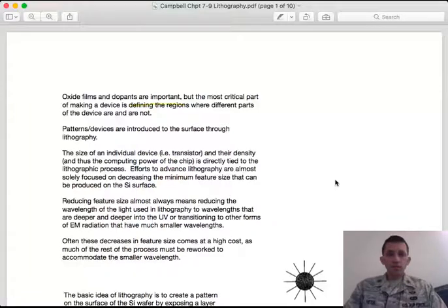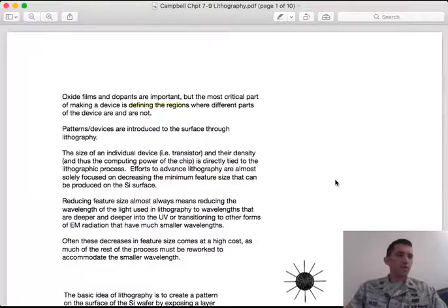And the way that the lectures I anticipate will break down is that this lecture will be about the light side of lithography. That'll make more sense as we go. And then the next lecture will be about the photoresist and non-optical lithography techniques.